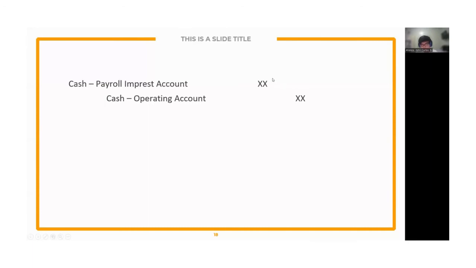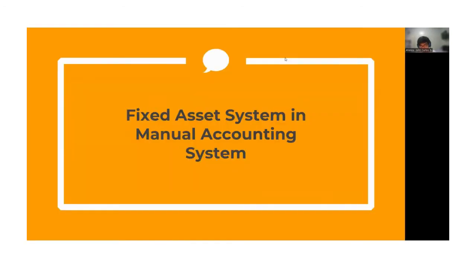So this is just the journal entry to record the payroll imprest account of the general ledgers. So we have debit cash, payroll imprest account, and credit cash operating account. So let's move on to the next topic, which is the fixed asset system in manual accounting system.